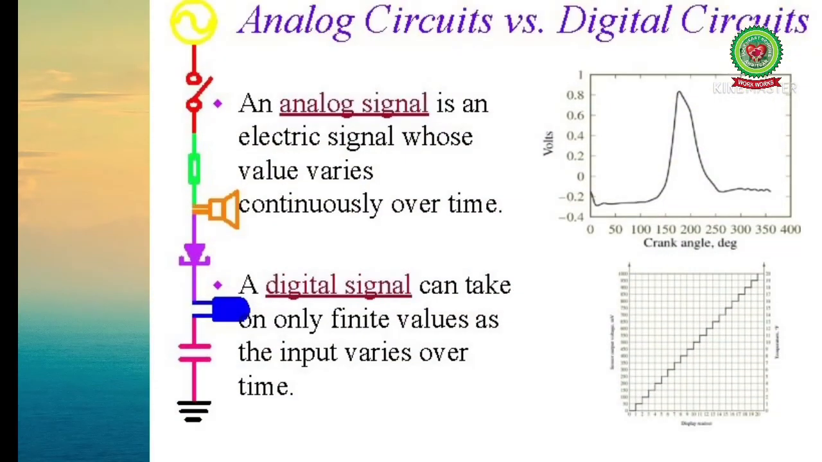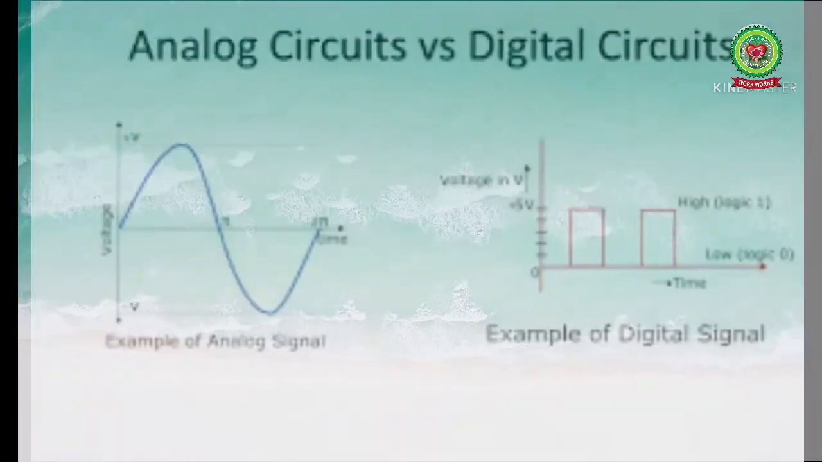In an electronic circuit, if the current and voltage vary continuously with time, then that circuit is called an analog circuit. In an electronic circuit, if the current and voltage have only two levels, either on or off, then the circuit is called a digital circuit.